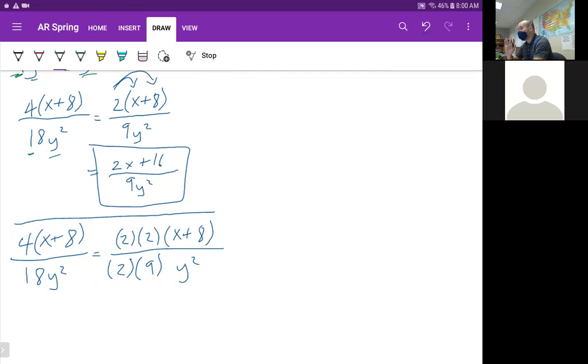So these are the same thing, right? Because at the bottom, 2 times 9 is 18, y squared is there, and at the top, 2 and 2. So what happens is these 2's can cancel out. And so what that leaves me with here is 2x plus 8, and then down here 9y squared.